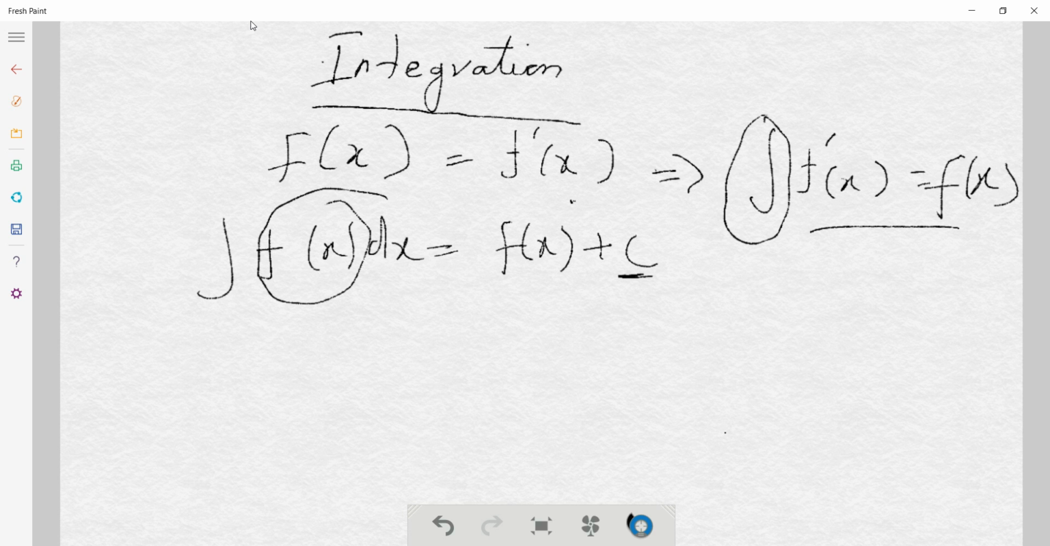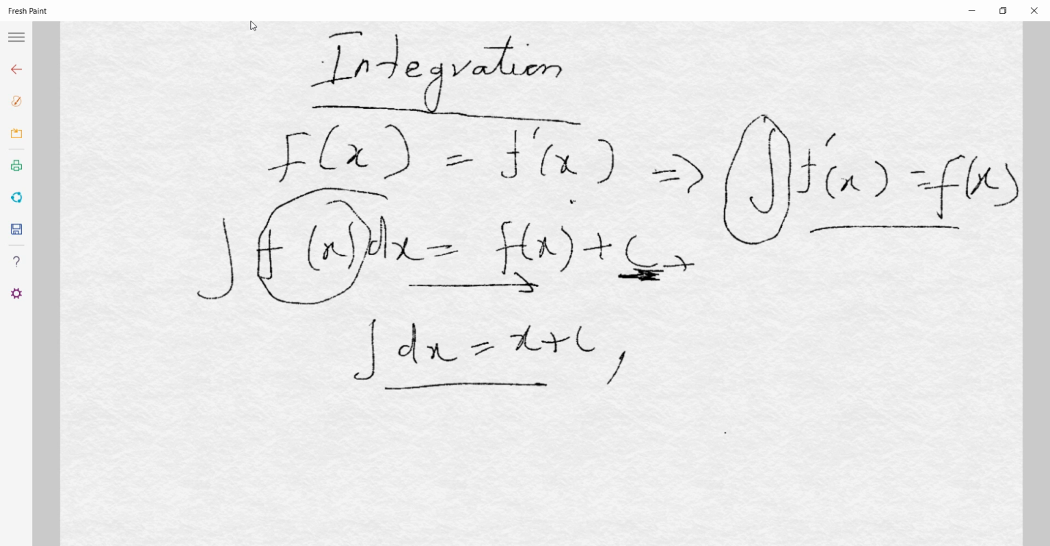So since the constant c can take any value, we may get many solutions of a single integrand. That's why it's known as an indefinite integral, right? So you need to know a few properties when it comes to integration. The first one is that the integration of dx will be equal to x plus c, as we have seen above, right?